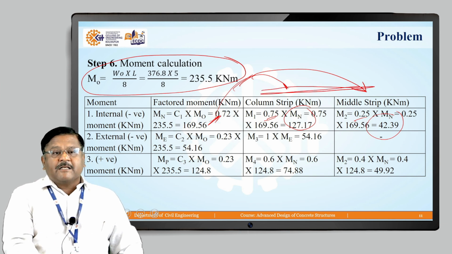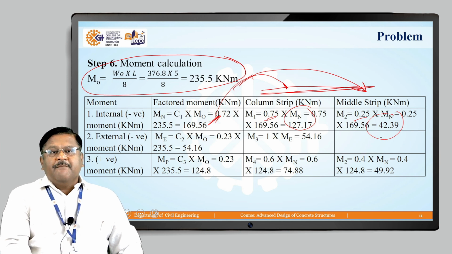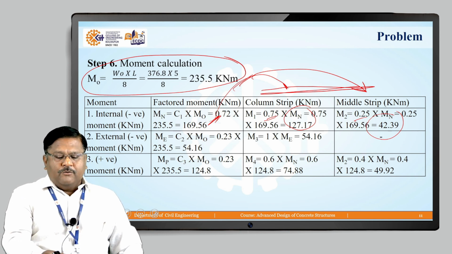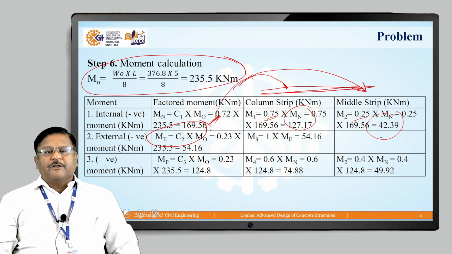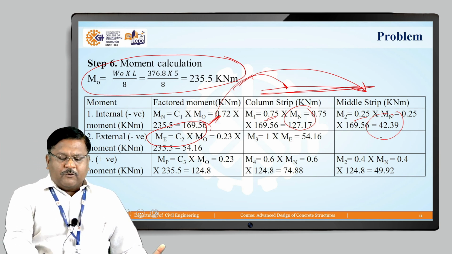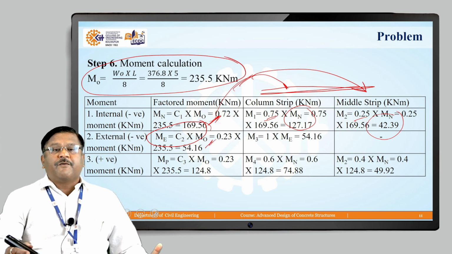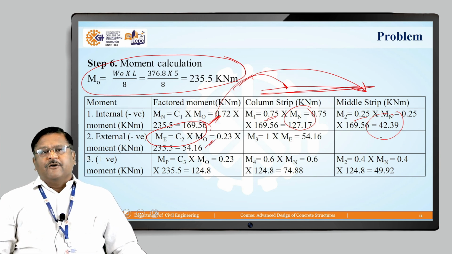Second is external moment or external negative moment. ME is equal to C2 into M naught. C2 is the coefficient of external moment. So coefficient is 0.23 multiplied by the total moment 235.5. What we get? We get the total external negative moment is 54.16 kilonewton meter.